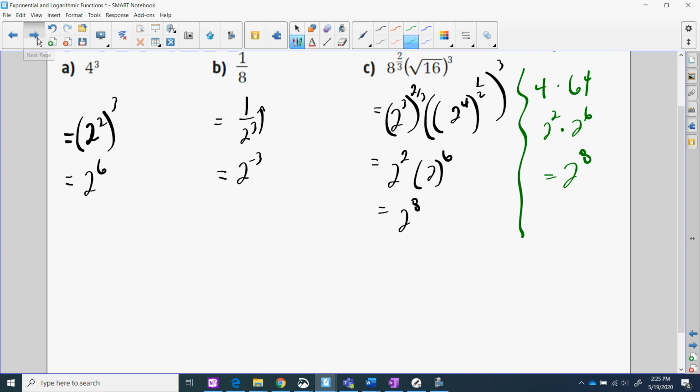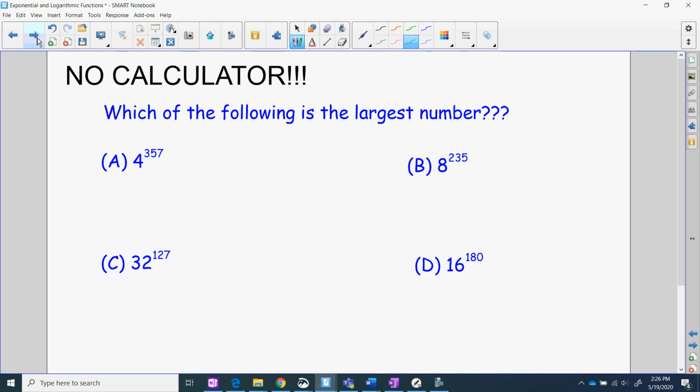All right, a couple more. It's always a fun one. I like to get students, if we were in the class, I'd say, okay, I want you to tell me which of the following is the biggest number. 4 to the 357, 8 to the 235, 32 to the 127, or 16 to the power of 180.